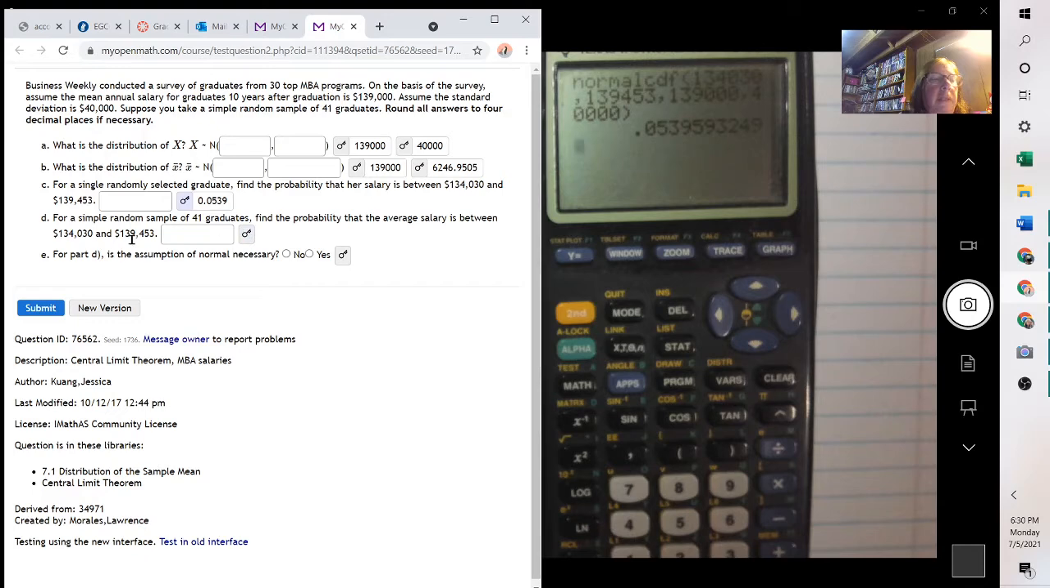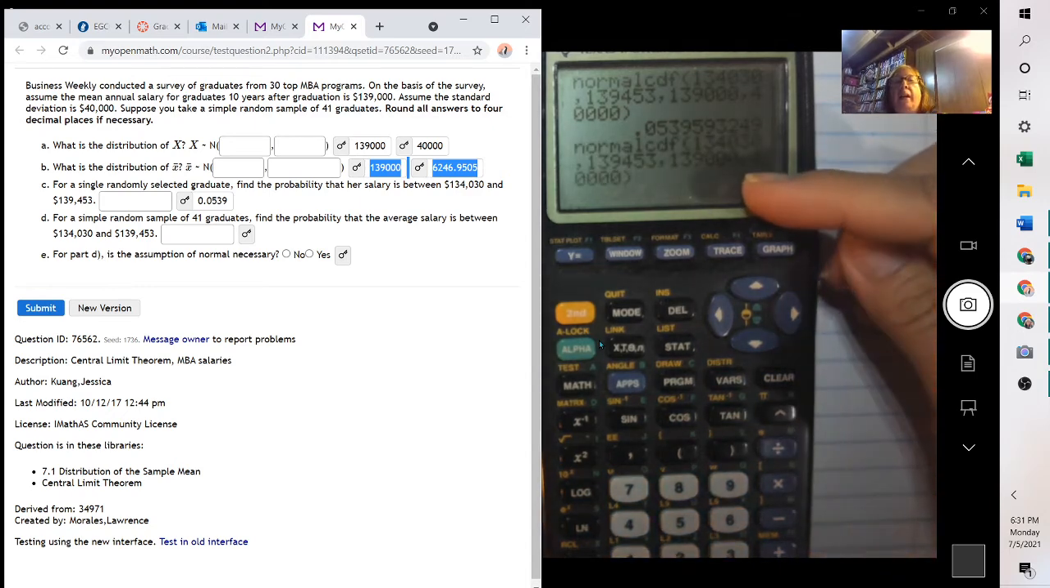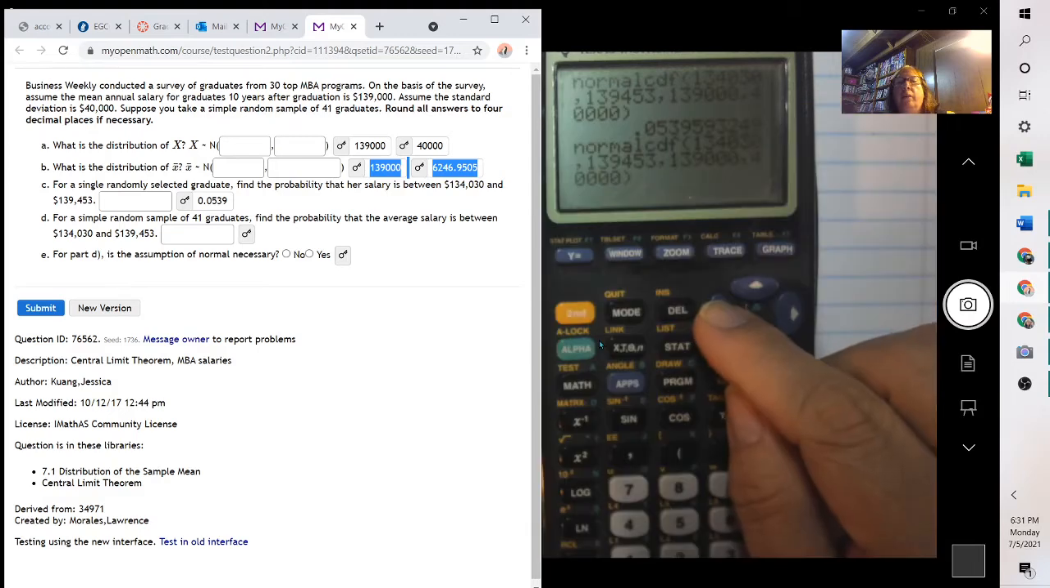Now on this one, it's the same values, except it's a sample of 41 graduates. When it's a sample, then you're using the mean distribution, part B. So we use these two values for our mean and standard deviation. Now what you could do is go second and enter, and it brings up all our values. And then we just need to go and change the 40,000.